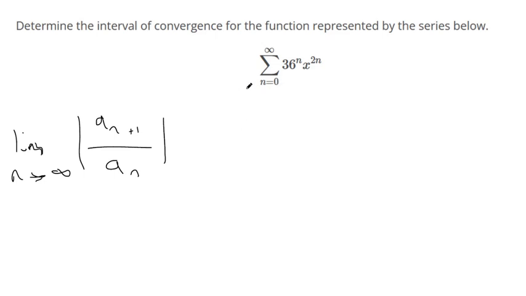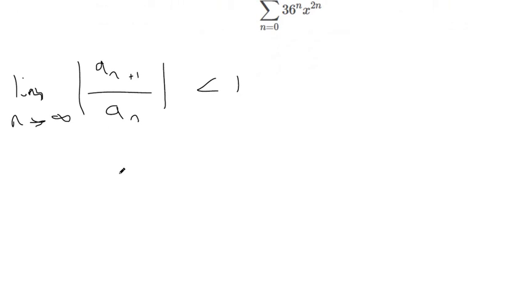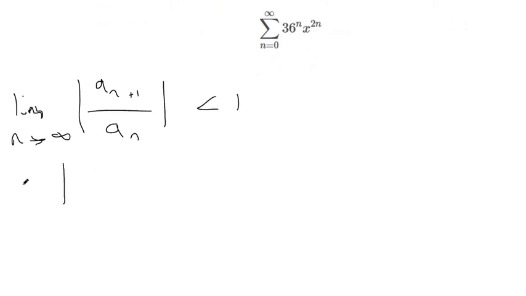So for an interval of convergence, we should be able to take the n plus 1 term, divide by the nth term, and then take a limit as n goes to infinity. And if it's going to converge, this needs to be less than 1. So still a limit as n goes to infinity.